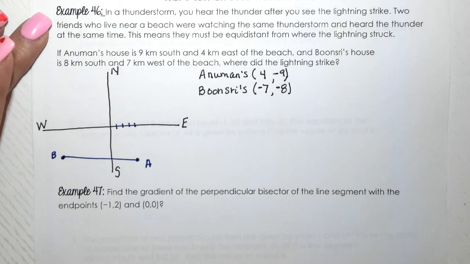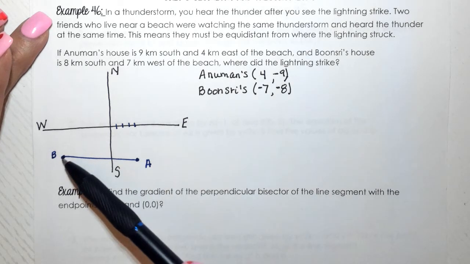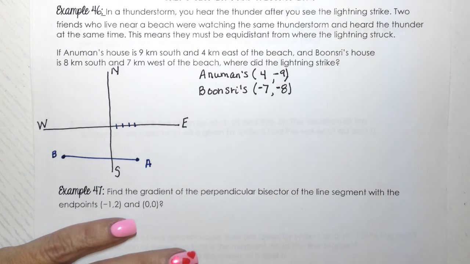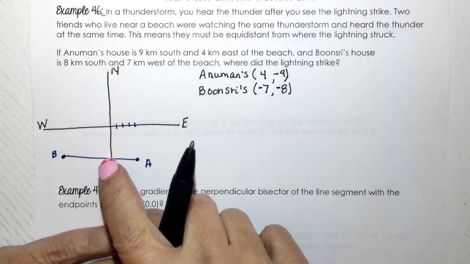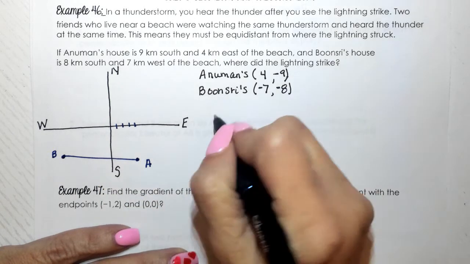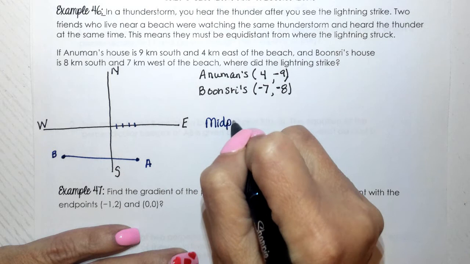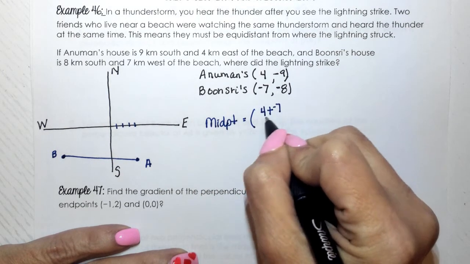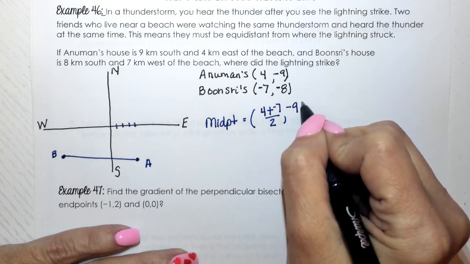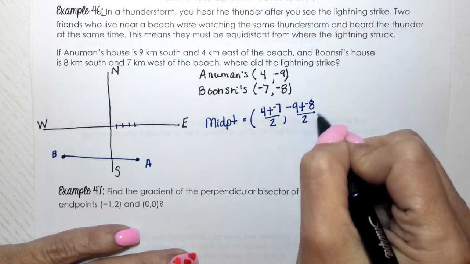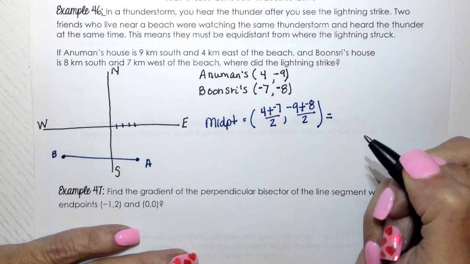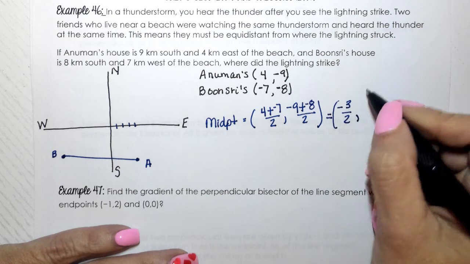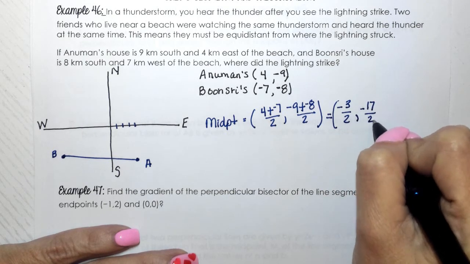Okay, so what I know is that they're equidistant from wherever the lightning struck. So what I need to figure out is the perpendicular bisector of this line. Let's find the midpoint of this line. Let's add up the x's: 4 plus -7 over 2, and then -9 plus -8 over 2. We get -3 over 2 and -17 over 2.